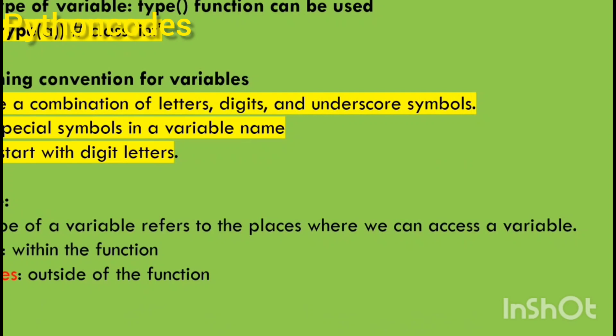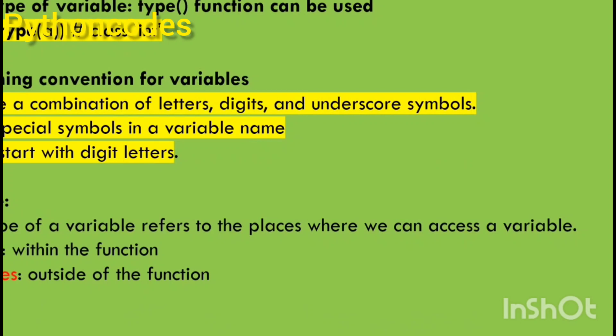Next, rules and naming conventions. Python is case sensitive, so any variable name should have a combination of letters, digits and underscore symbols, and we don't use any special symbols in the variable name like dollar, hash and symbols like that. It shouldn't start with a digit, meaning it shouldn't start with a number, and we can't use any special symbols in the variable name.